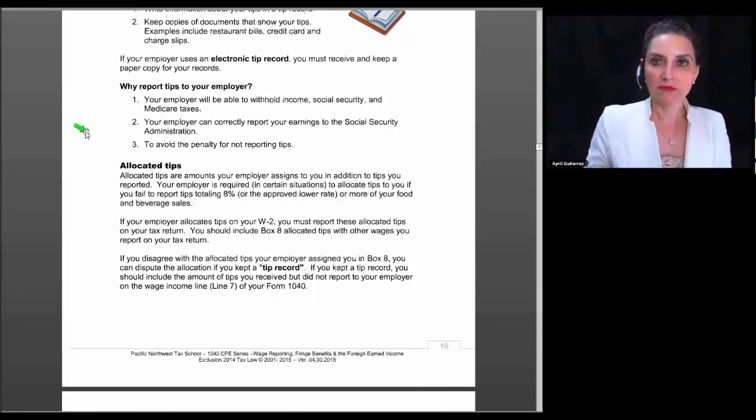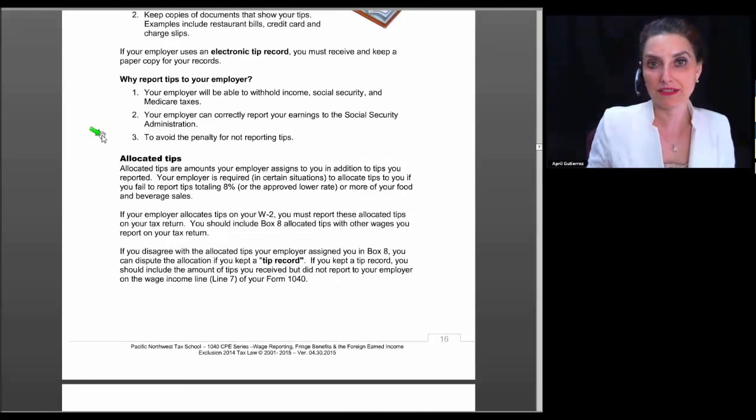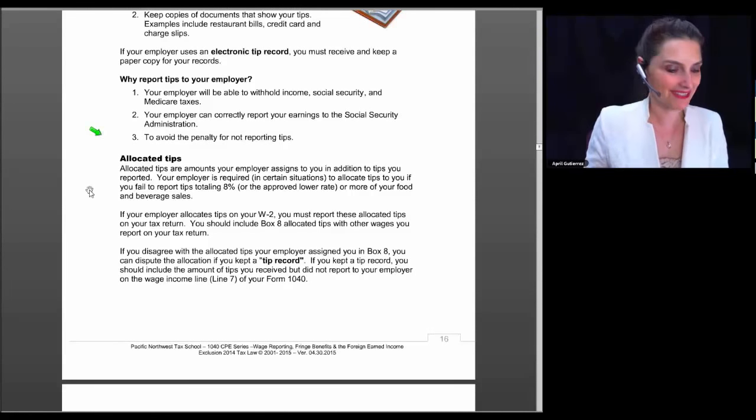So why report tips to your employer in the first place? Well, your employer will be able to withhold income tax, Social Security tax, and Medicare tax on those tips when you do so. Your employer will then be able to correctly report your earnings to Social Security, and finally, you avoid the penalty for not reporting your tips.